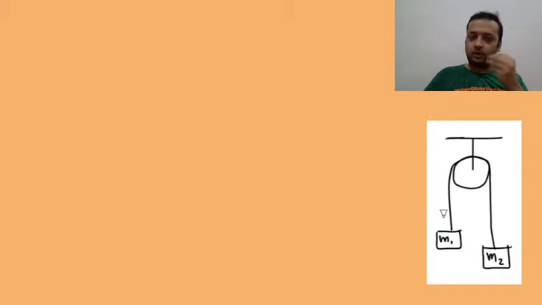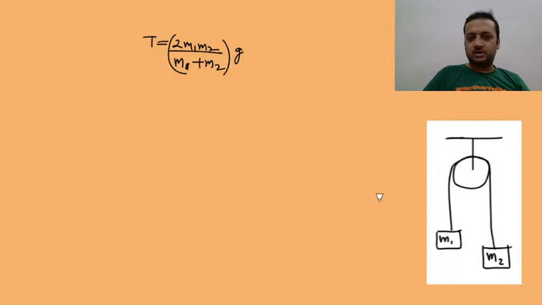This is an Atwood machine. All of you know the answer for this. I have taken this question just to prove that whatever we are doing will give you the correct answer. If you have memorized the value of the tension, it comes out to be 2m1m2 divided by m1 plus m2, into gravity. Your teacher might have told you to remember this result, because this is the value of the tension in the Atwood machine, right? Now, how can we write this result by the tension formula?